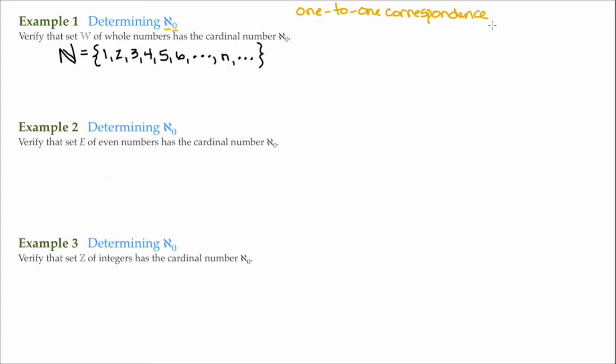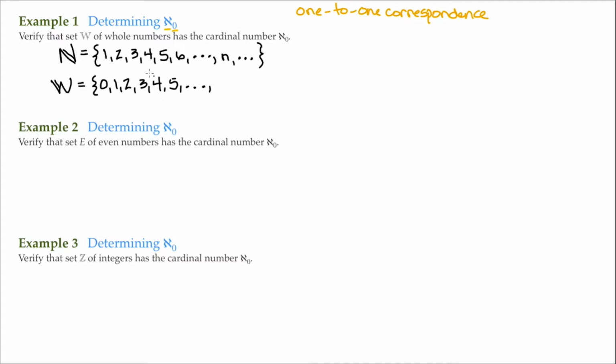So that means that every element of a set can be paired up with every element of the counting numbers, the natural numbers. So now what I'm going to do, it says verify that set W of whole numbers has the cardinal number of Aleph Null. So now I'm going to list out all the whole numbers. Now whole numbers are the counting numbers plus 0, or in other words, the counting numbers which also include the origin. That's what 0 is. So I'm going to do 0, 1, 2, 3, 4, 5, and as we can see, this pattern continues.